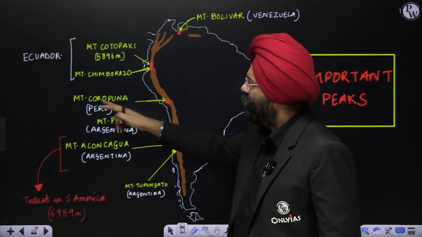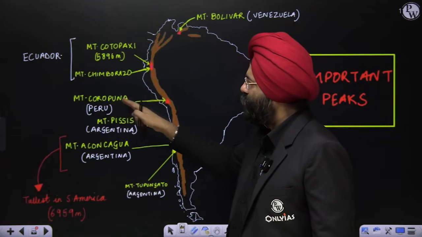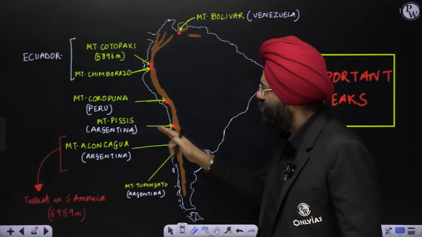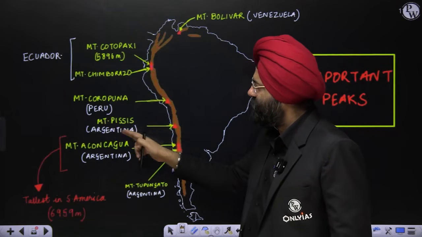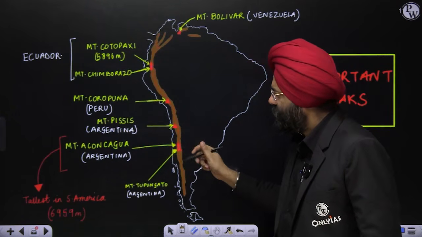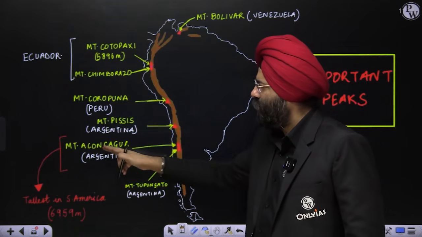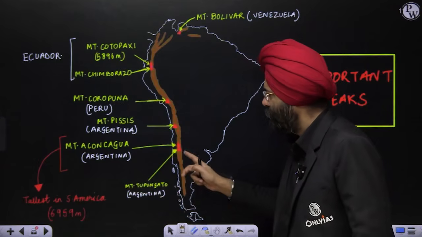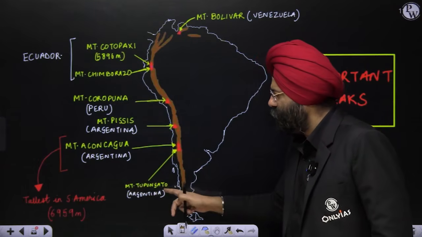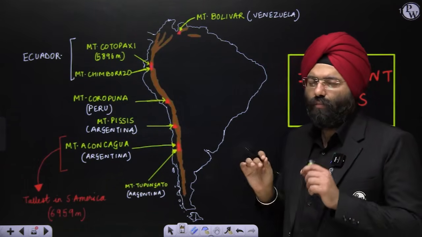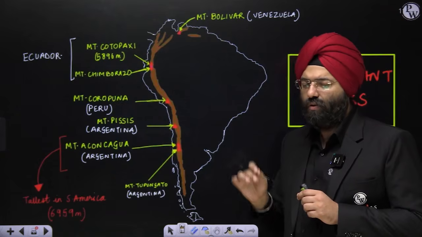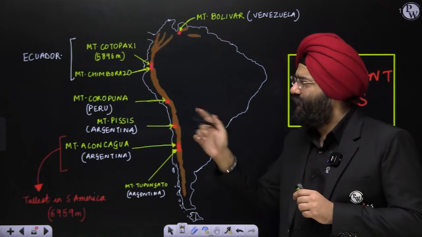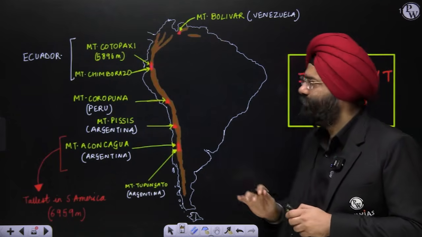Then comes Peru, that is Mount Coropuna. Then as you come further south is Mount Pissis, that is in Argentina. Then further south is Mount Aconcagua. It is in Argentina. It is the tallest mountain in South America. Then is Mount Tupungato. It is again in Argentina. So these are the important mountain peaks. Pause the video, note it down. The reason behind it is that out of these only they will be asking you.